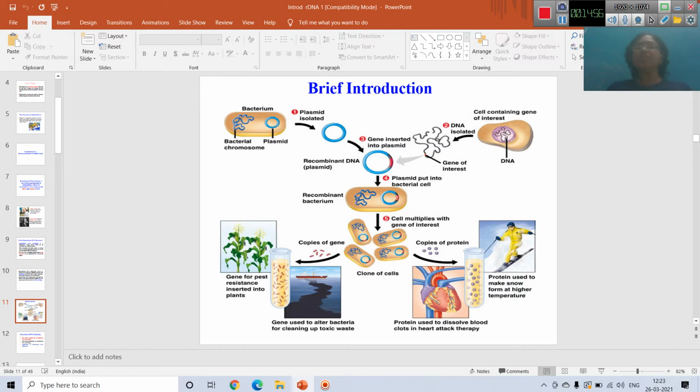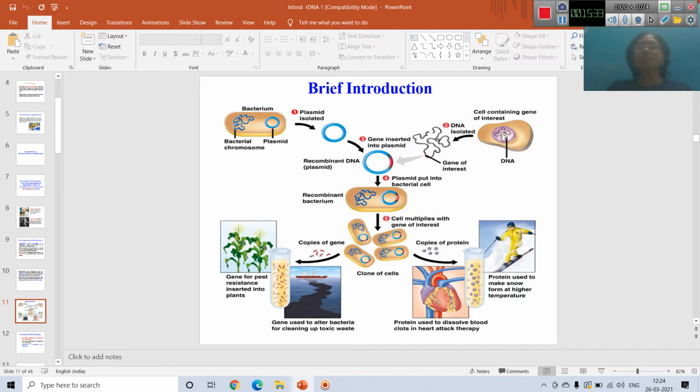So these proteins can be used to make snow form at higher temperatures. That means at higher temperatures, if you want to make snow, then these proteins will allow you to make the snow. Or proteins can be used to dissolve blood clots in heart attack patients. When you are taking heart attack therapy, certain proteins are responsible for dissolving the blood clots, and this can usually be done. Or you can see copies of genes. Now this is the transcribable gene and the translated product, that is the proteins.